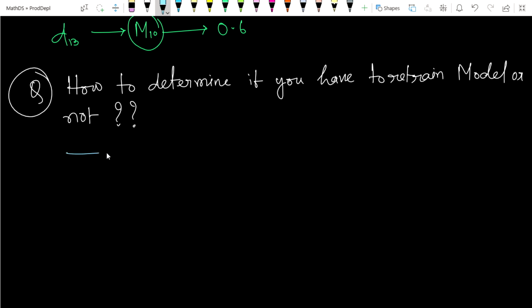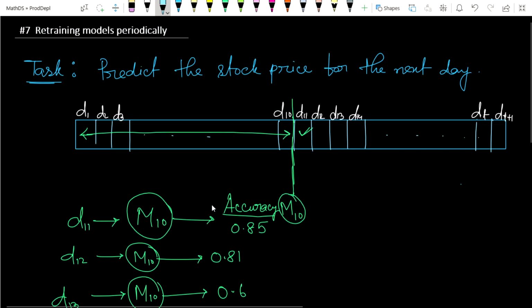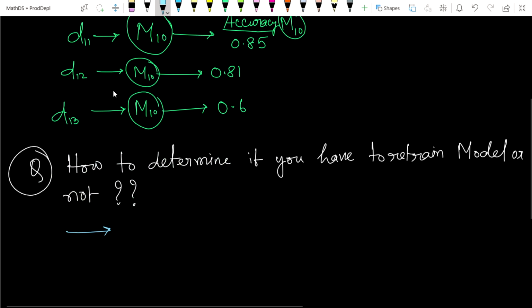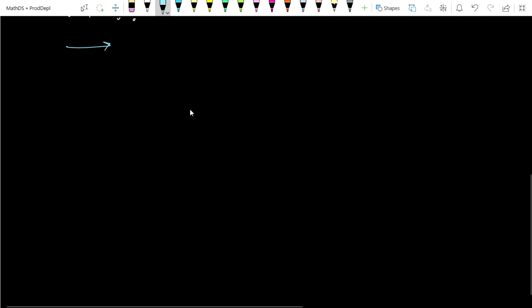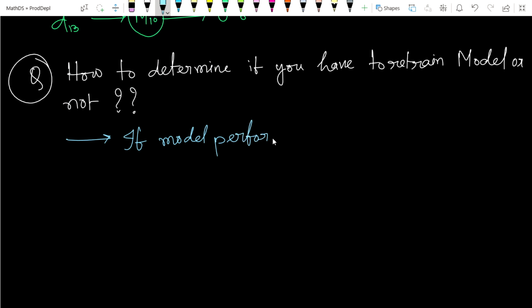First, if the model's performance is dropping. Just see this scenario on the stock market price data: as days increase, as time increases, the model performance has decreased. So this is the first thing, that from the model performance you can make a decision. If the model's performance has decreased, then we have to retrain it.